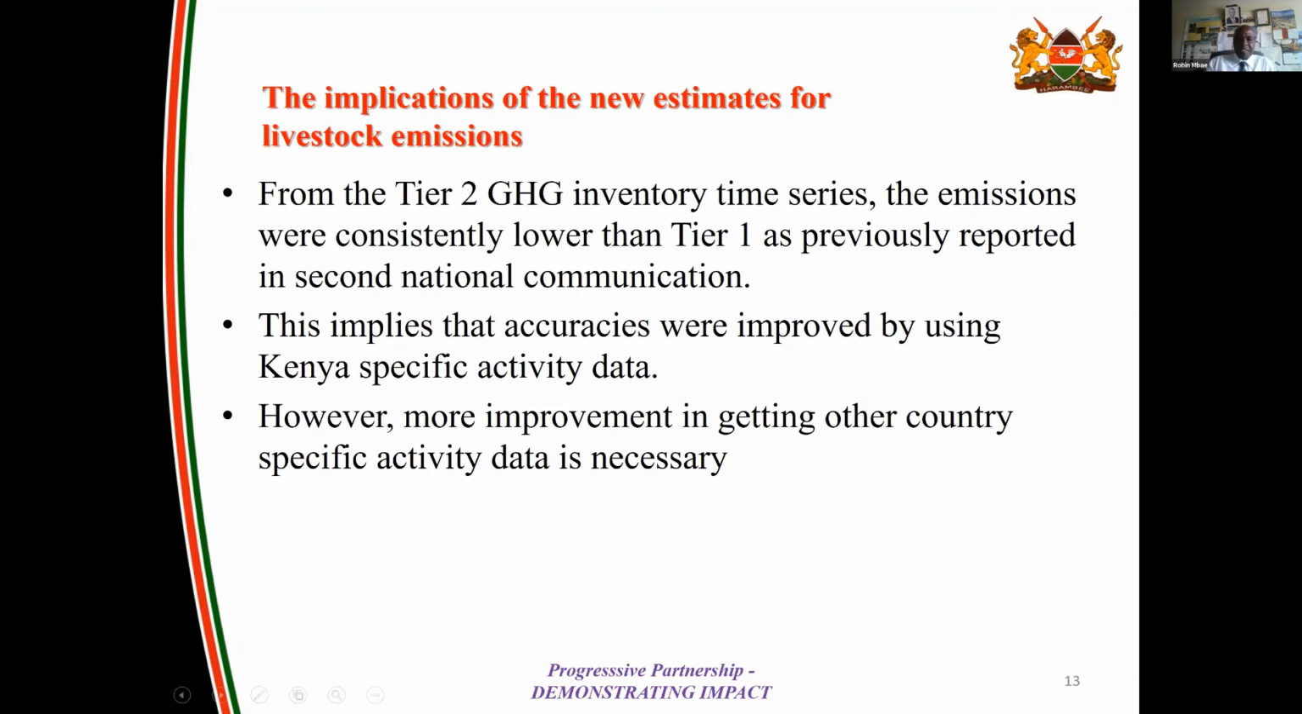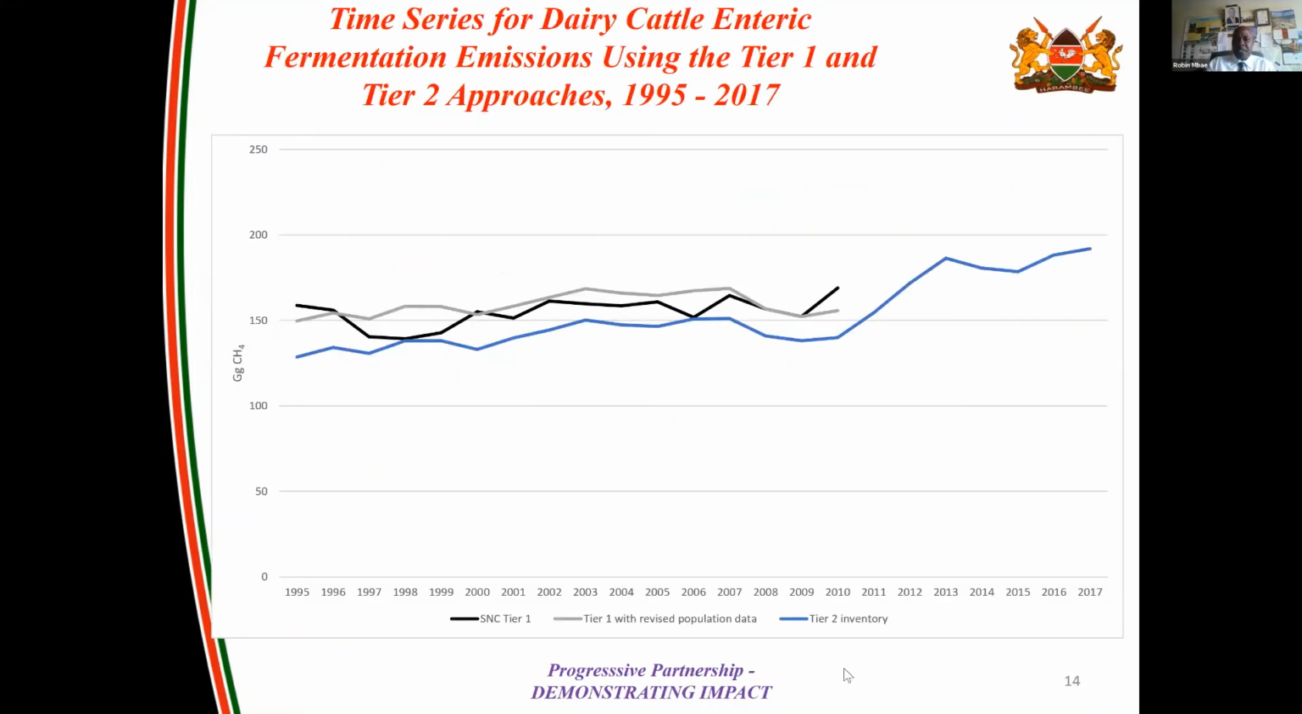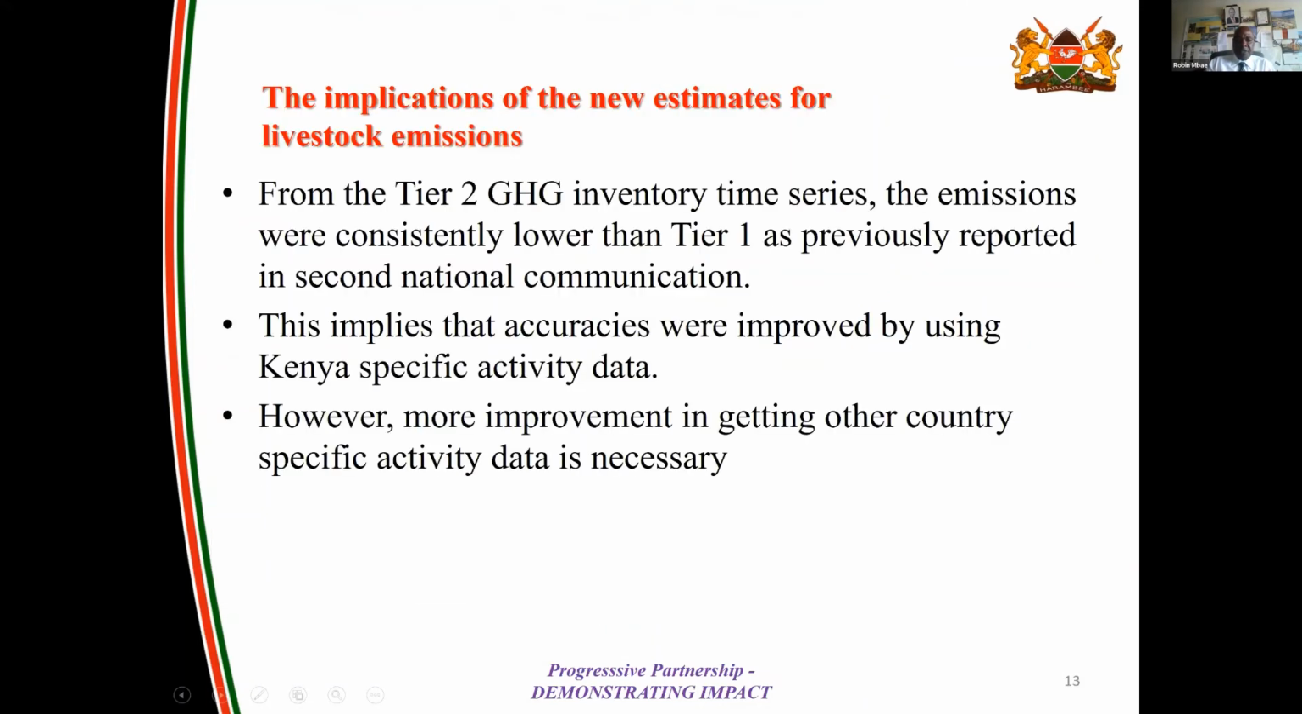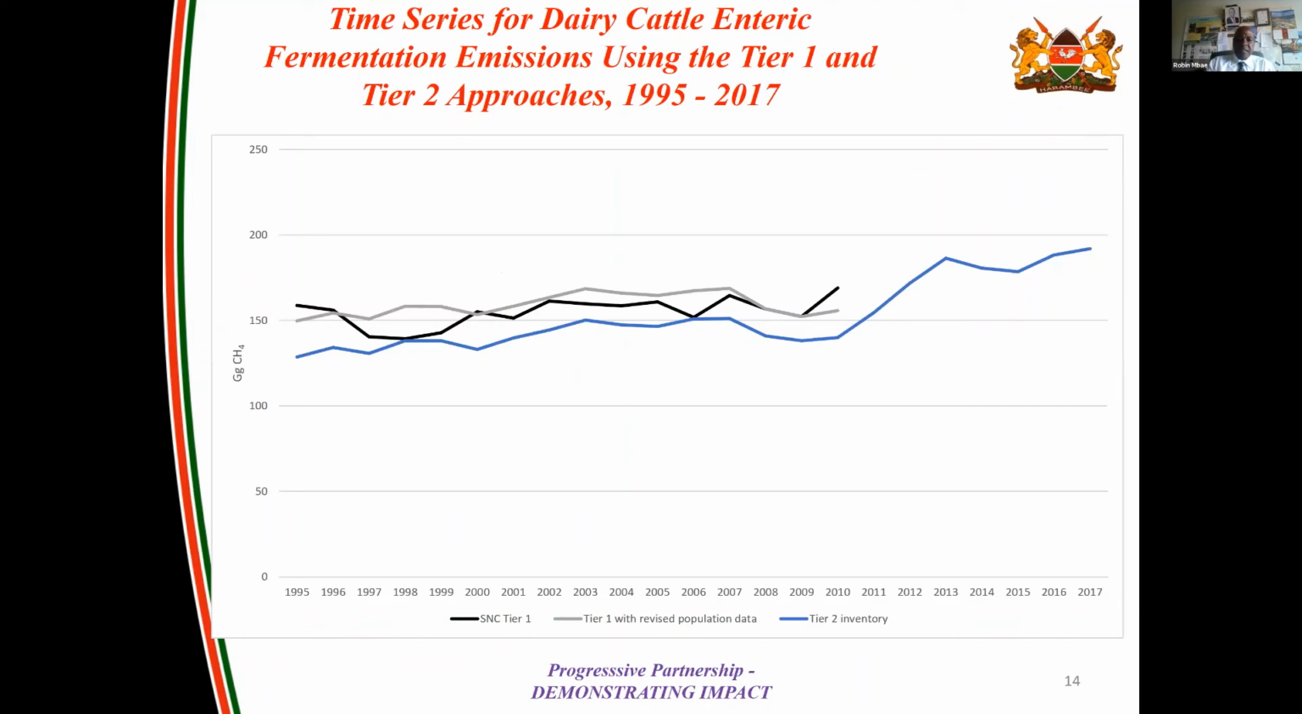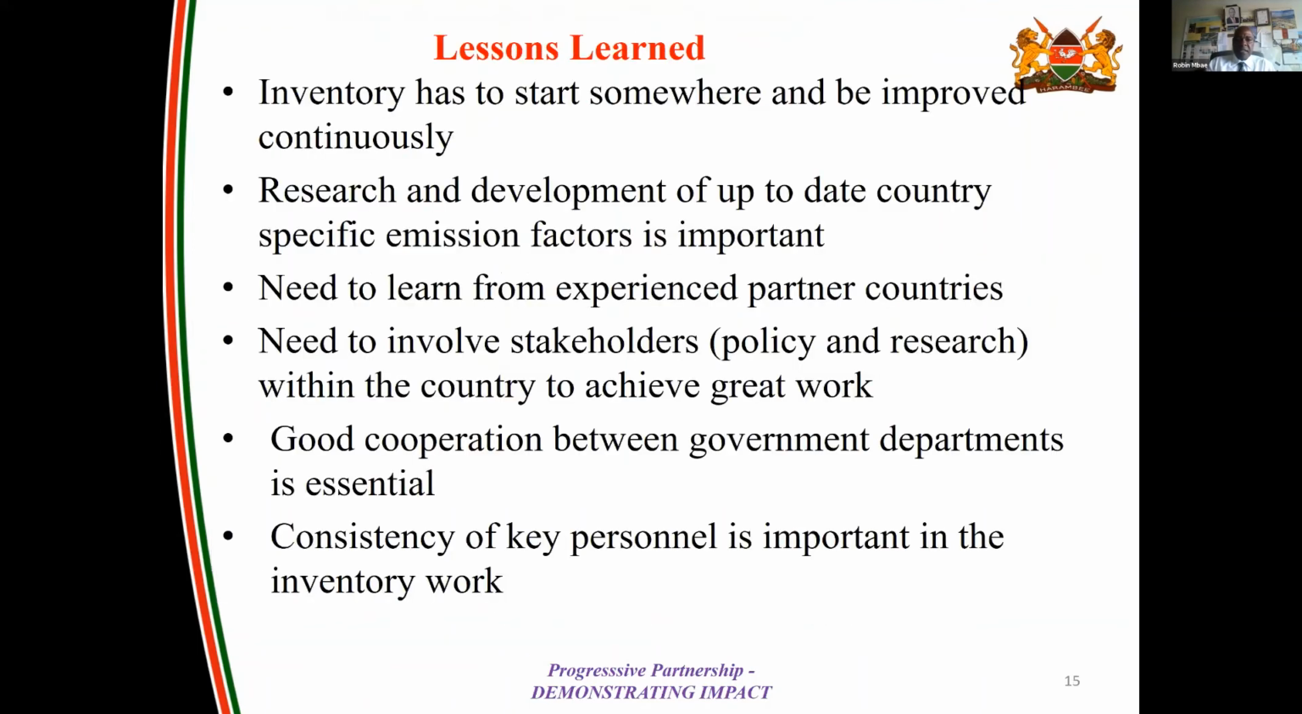Thank you very much. The last slide is on the implication of the new estimates for livestock emissions. So what we realized is that whatever figures we have been using, particularly in the reporting in our national communications, the emissions are lower for Tier 2 than they were in the Tier 1 that we were using. Of course, because of using our activity data, but more improvement is required.